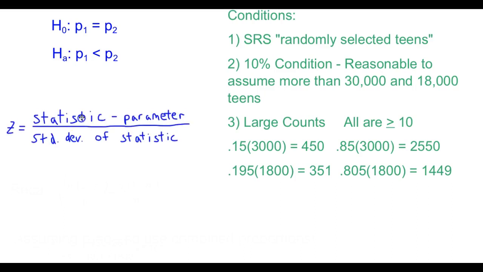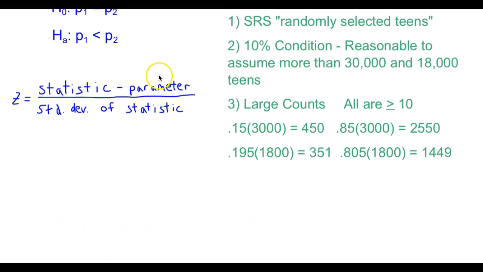Remember that the general formula for a test statistic is statistic minus parameter divided by standard deviation of the statistic. Here we are doing a z statistic.